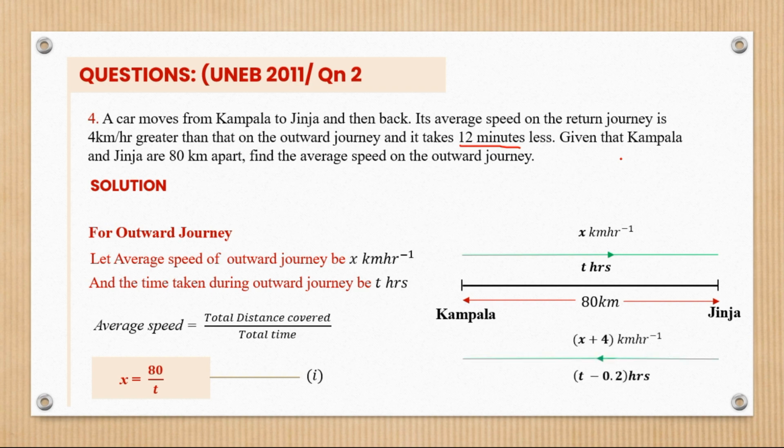Now for the return journey, we've actually seen something unique being stated right there. We've been told that the average speed on the return journey is 4 kilometers per hour greater than that on the outward journey. So that means we're going to add a 4 to the x. So we're going to have x plus 4 as the speed on the journey coming back from Jinja. And then we're being told that it also takes 12 minutes less. So that means from the time that it took to move from Kampala to Jinja, we're going to subtract off 12 minutes. And when you convert minutes into hours, you can see that 12 minutes is equal to 0.2 hours. So that's why we have it as t minus 0.2 hours.